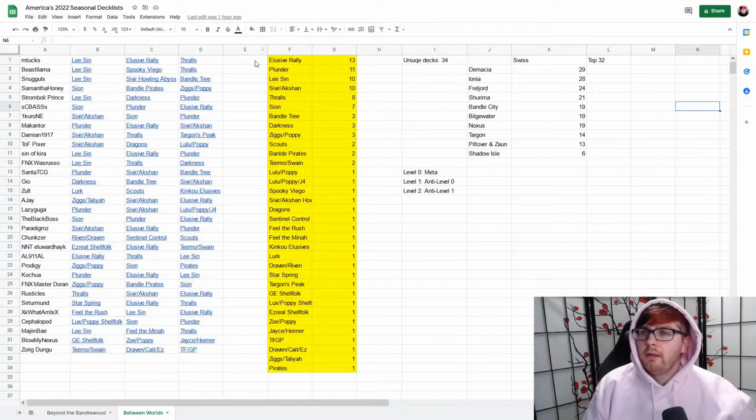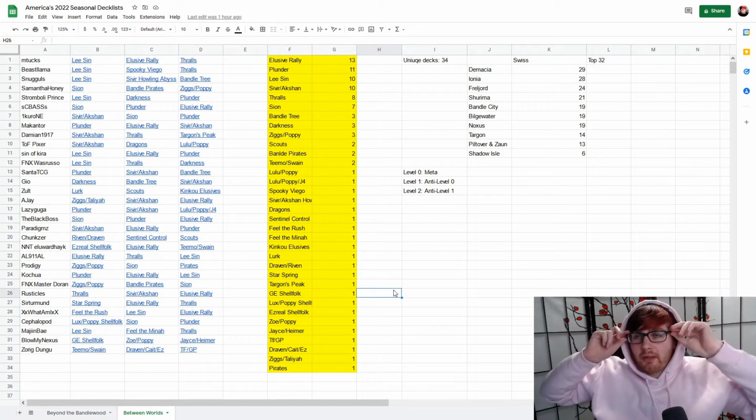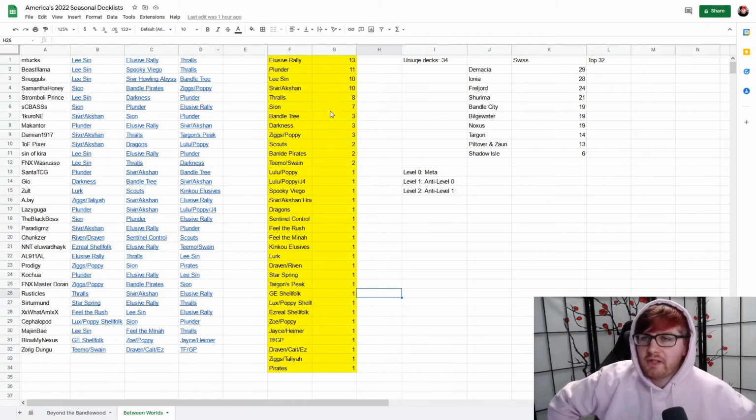This one's going to be pretty short, and I'm just going to jump right into it. Let's get in there. So this middle column is really what you want to be looking at. These are the top 32 decks from the Americas portion of the Between Worlds Seasonal.